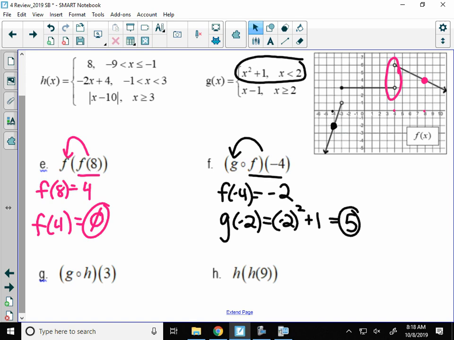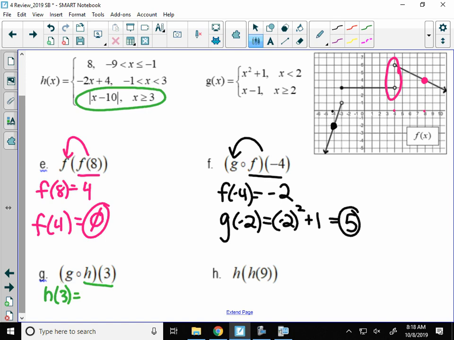All right, 2 more for this part. G of h of 3. So when I start here with h of 3, 3 falls into this last bottom domain. It's equal to 3. So I'm going to put 3 into that absolute value function. The absolute value of 3 minus 10 is the absolute value of negative 7, which equals positive 7.